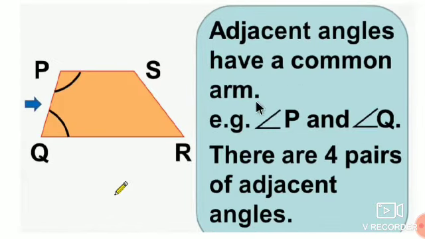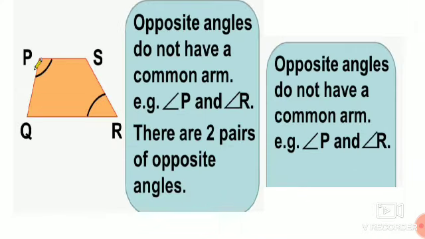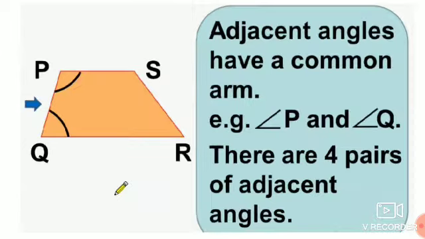Adjacent angles have a common arm, like P and Q. There are four pairs of adjacent angles. Each quadrilateral has four pairs of adjacent angles and two pairs of opposite angles. Let's see the adjacent angles: angle P and angle Q, angle Q and angle R, angle R and angle S, and angle S and angle P. These are the four pairs of adjacent angles.